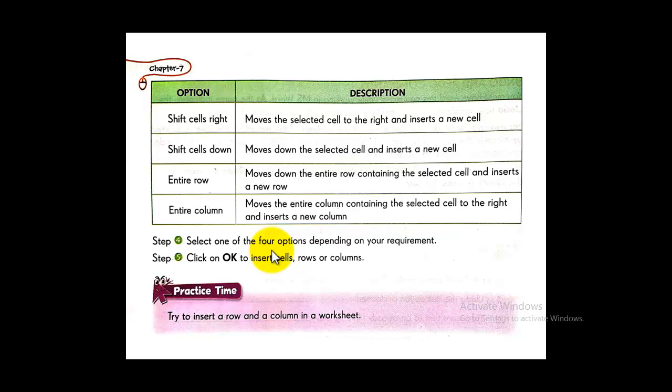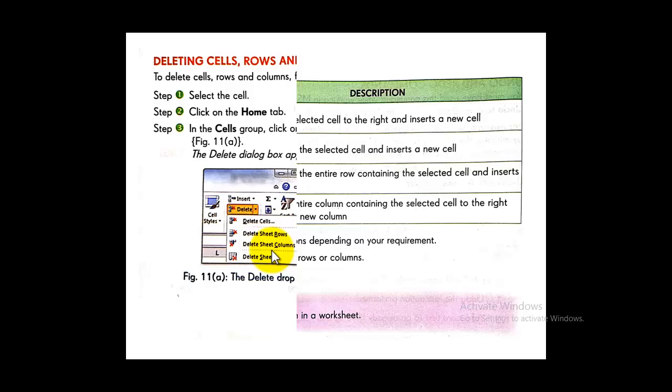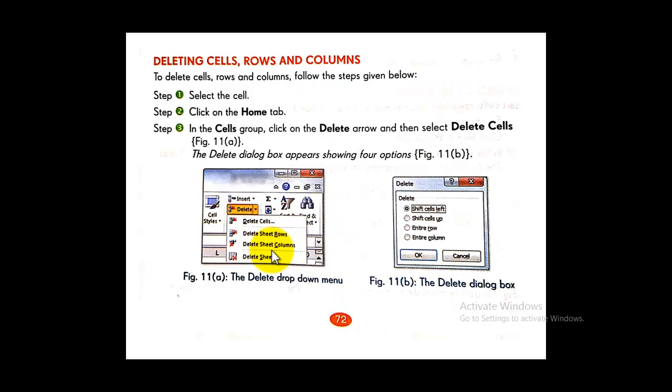Now let's see how we can delete cells, rows, and columns. To delete cells, rows, and columns, follow the steps.